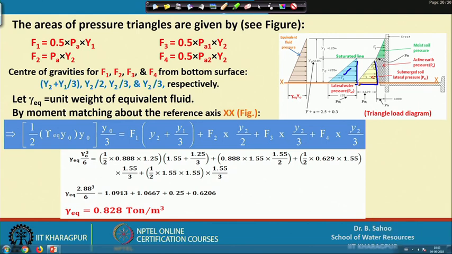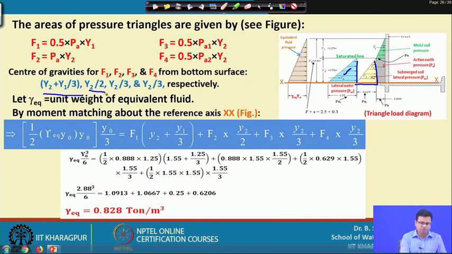Now, you have to estimate what are the center of gravities for all these pressure forces, that is F 1, F 2, F 3 and F 4. The center of gravity for F 1, F 2, F 3 and F 4 from the bottom surface are given by these values. So, for F 1 it is y 2 plus y 1 divided by 3, it is acting here. Then for F 2 it is y 2 divided by 2, for F 3 y 2 by 3, and for F 4 it is y 2 divided by 3.